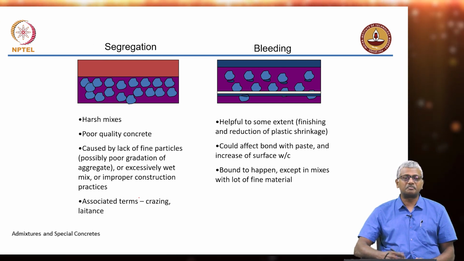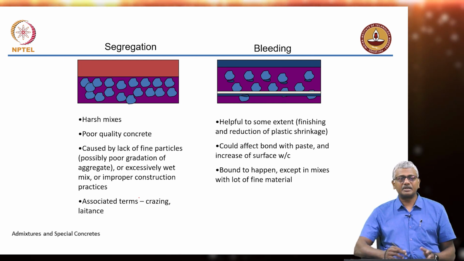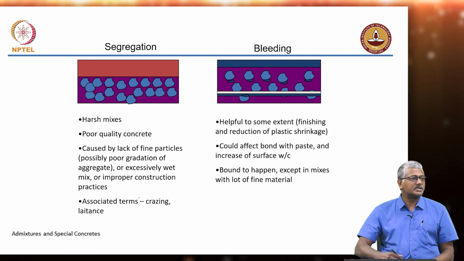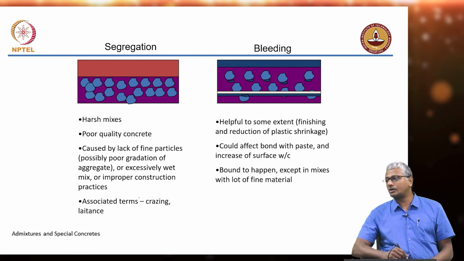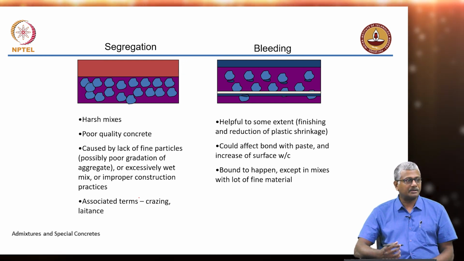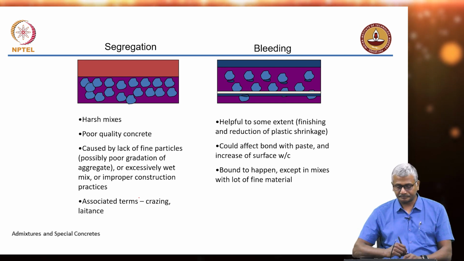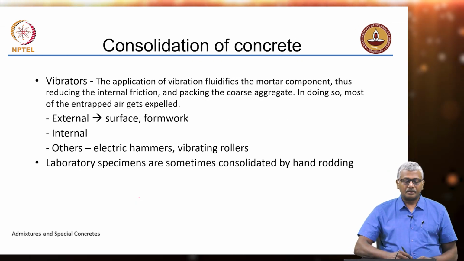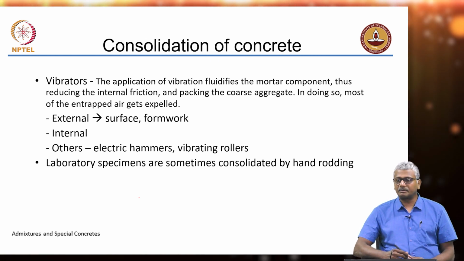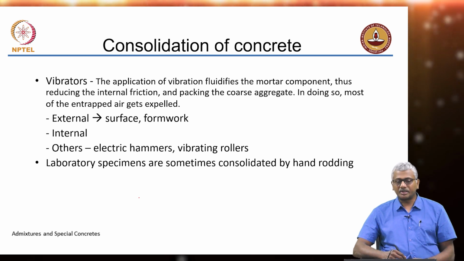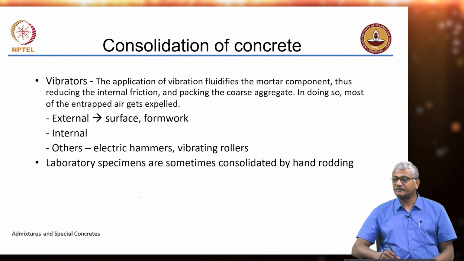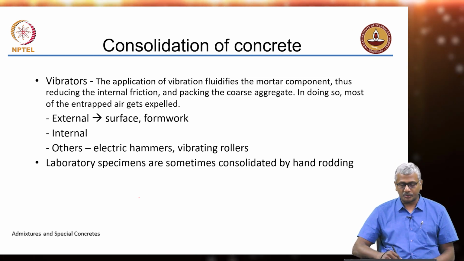Segregation is simply separation of paste and aggregate. Bleeding is separation of water from the mix. All this happens when you don't design your mix well. Sometimes it can also happen when you over vibrate your concrete; over vibration can lead to segregation and bleeding. Of course, vibration is absolutely important for obtaining the right compaction level in the concrete, because if you don't compact well, you don't get the properties that you expect. You have different types of vibrators: external, internal, surface vibrators, formwork vibrators and so on.